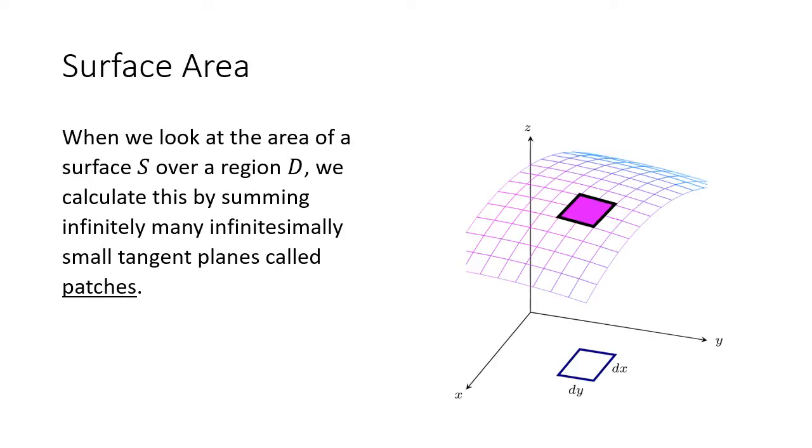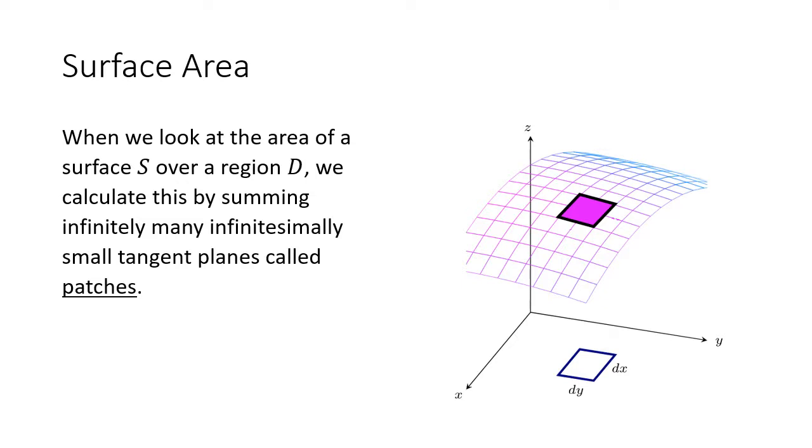And so when we find surface area, what we're actually finding is the value if I take my surface and chop it up into infinitely many infinitesimally small tangent planes. I can then add up the area of each of these tiny little tangent planes, and that will give me my surface area. When we chop our surface up into infinitesimally small tangent planes, we call those tangent planes patches.